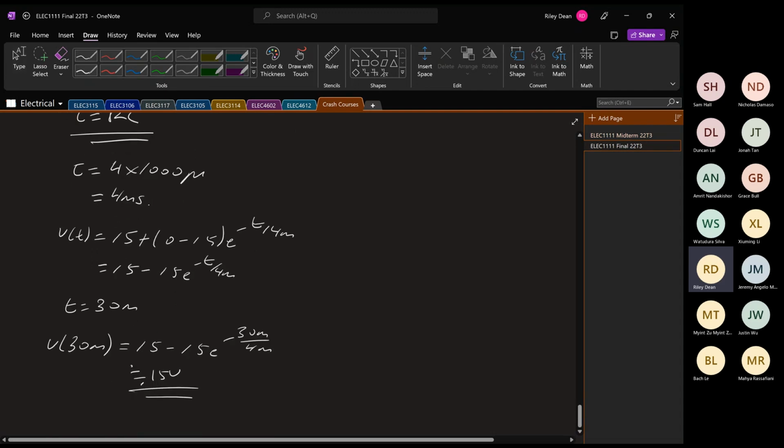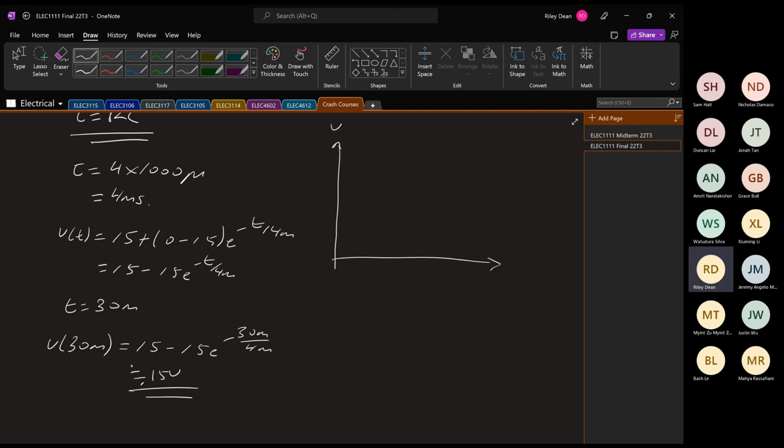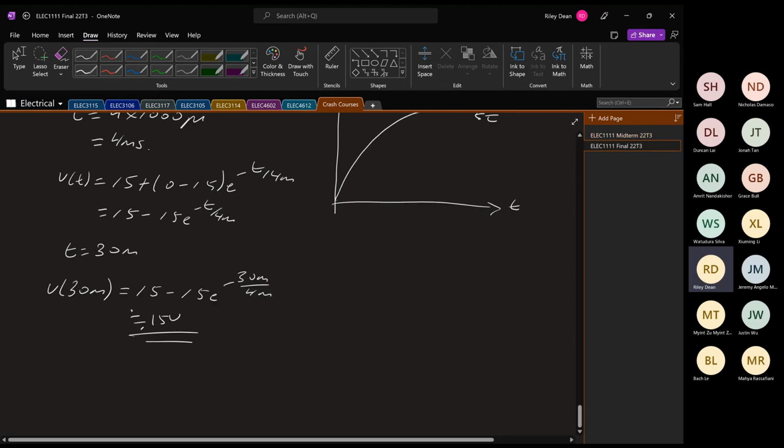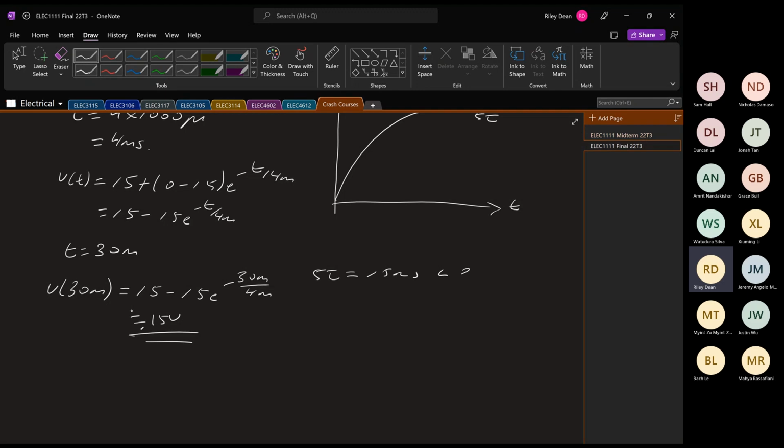This shows that it's a fairly fast circuit because it takes 4 milliseconds for one time constant. And does anyone remember how many time constants it takes to charge up to our 15 volts? Or in general, how many time constants does it take? 5. So we can say this is 5 tau. And we can see that here. So 5 tau is equal to 15 milliseconds, which is less than 30. Because of that, we expect this result that at 30 milliseconds, we're essentially at 15 volts.